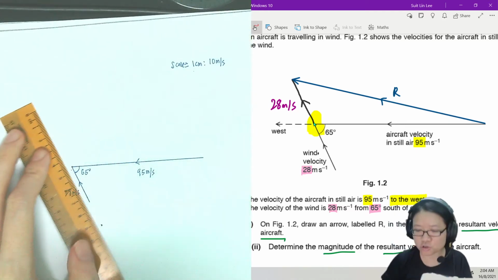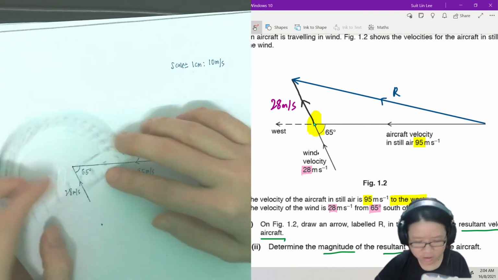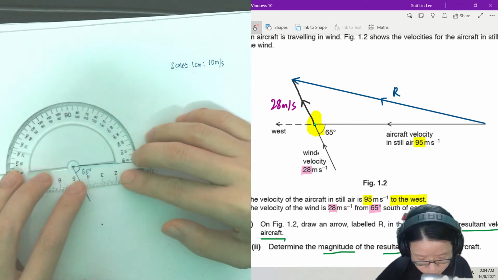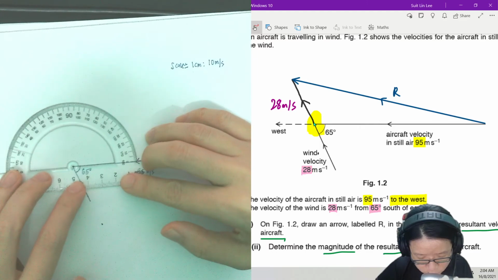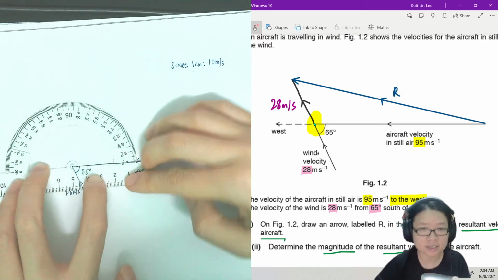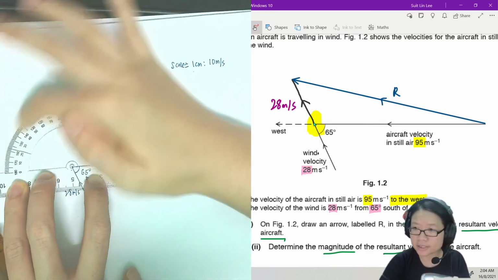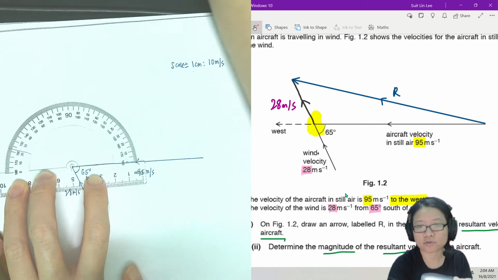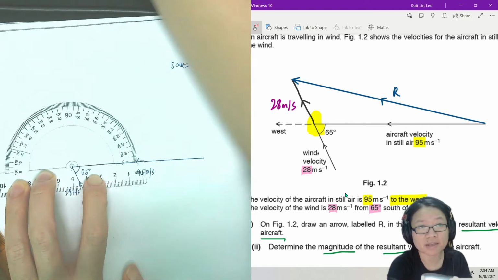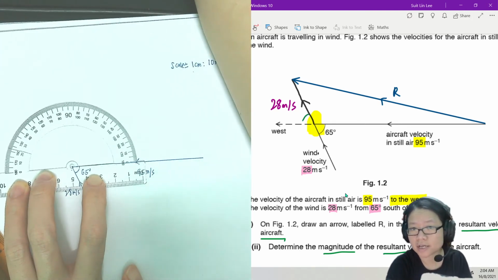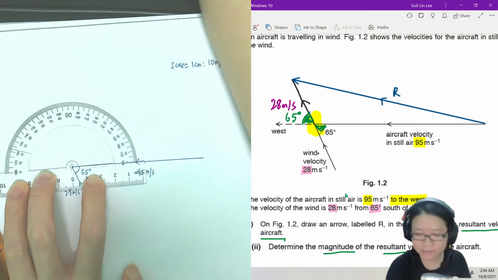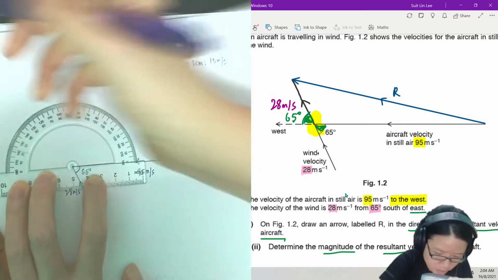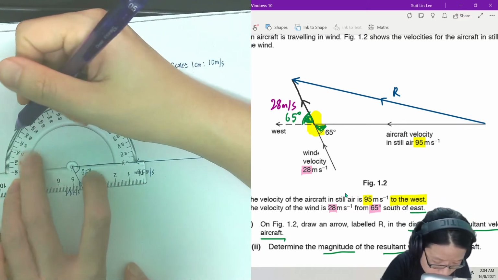If you want to be extra accurate, a protractor will help, or a compass. So in this case, I want 65 degrees on this side, alternate angle. If you look at the one note behind my head, this side will be 65. Alternate angle here and here. So I'm going to mark that out.